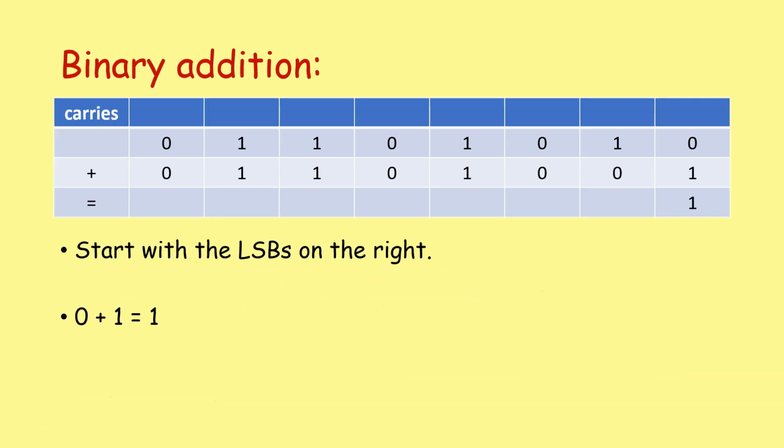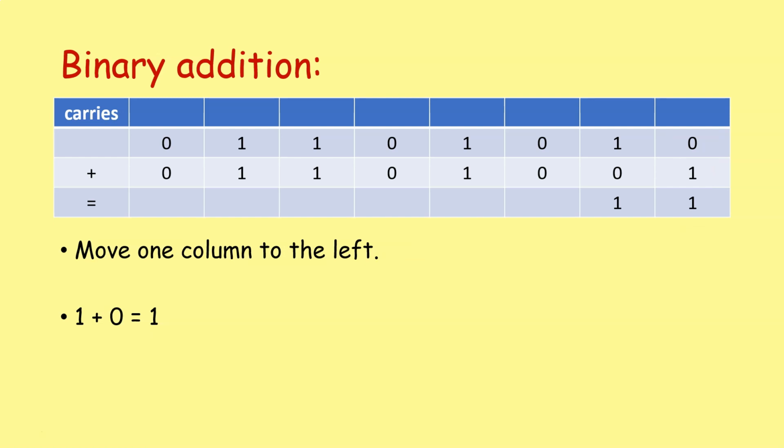So let's have a look at adding two binary numbers together. We've got 0, 1, 1, 0, 1, 0, 1, 0 plus 0, 1, 1, 0, 1, 0, 0, 1. We start with the least significant bits on the far right, and then we just add them together one at a time. So first of all, we've got 0 plus 1, and 0 plus 1, of course, gives us 1. And now we can move over one column and add up the next. So we move one column to the left.